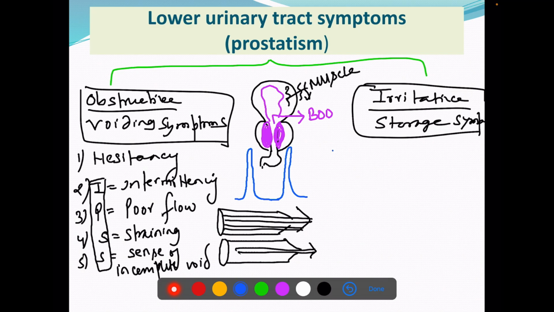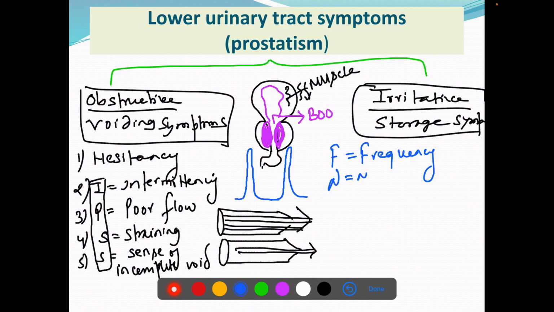What are those? Frequency. Normally an adult voids around 5 to 6 times a day with an average volume of 250 to 300 ml of urine per void. But in the case of BPH, the patient micturates multiple times a day, and the gap between two micturitions is less than 2 hours. Obviously, it is due to irritation and contraction of the smooth muscles of the bladder, right?